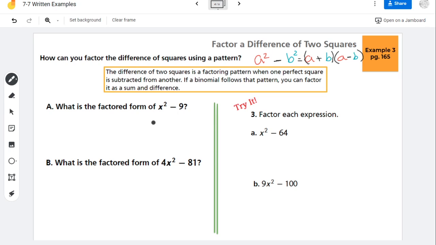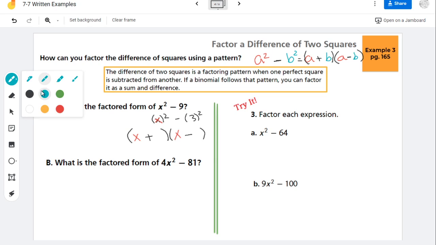Now A, big A here, we have an x squared and a 3 squared, because 9 is 3 squared. So when I go to fill this out, I'm following this pattern. So I'm going to put a plus and a minus. Now where that x is, I'm going to fill in an x and an x. And in the space where the 3 is, I'm going to fill in a 3 and a 3, and that's our factored form.